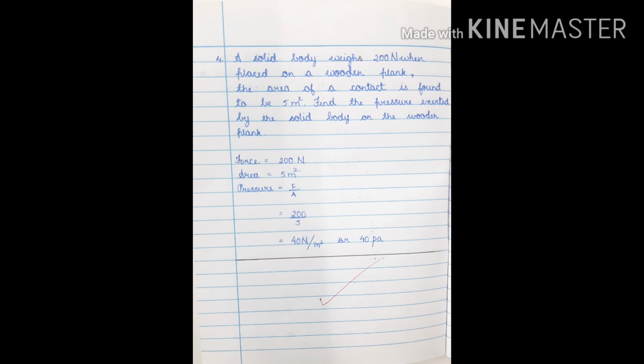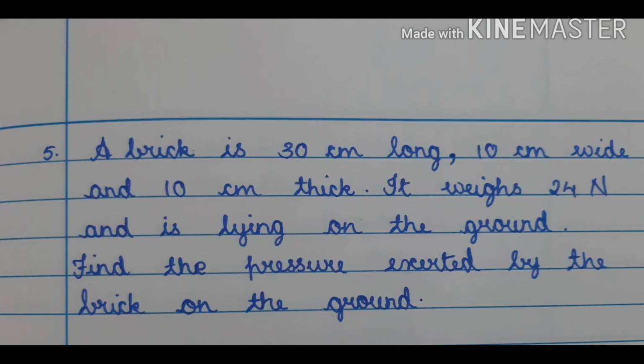Fourth question. A solid body weighs 200 Newton when placed on a wooden plank. Area of contact is found to be 5 meters square. Find the pressure exerted by the solid body on the wooden plank. Force is equal to 200 Newton. Area is equal to 5 meters square. Pressure is equal to F by A, which is equal to 200 by 5, which is equal to 40 Newton per meter square or 40 Pascal.